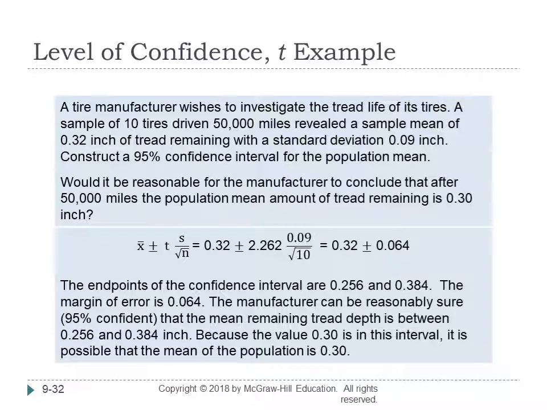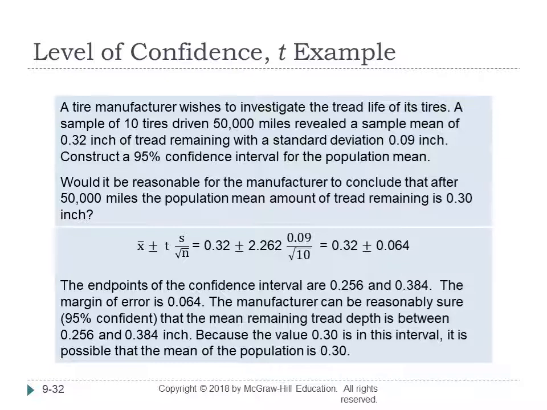By the way, here we used, in the table, 9 degrees of freedom, and the sample size is equal to 10. Then this is 0.32 minus or plus 0.064. Then the confidence interval, the endpoints, is from 0.256 to 0.384, with a margin of error of course 0.064.